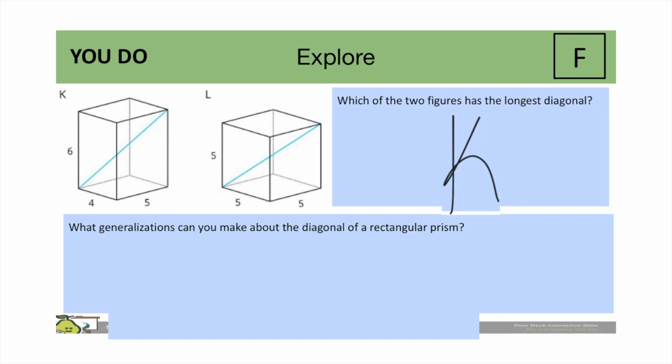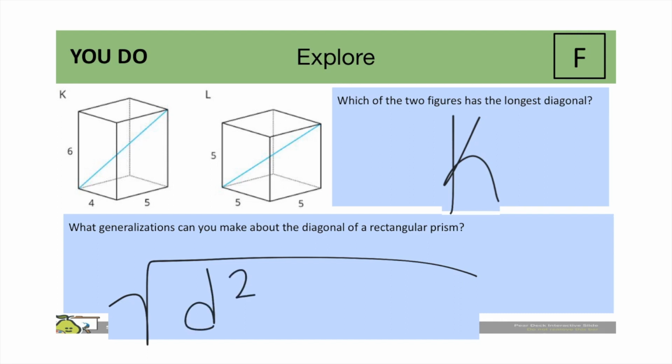For what generalizations can you make about the diagonal of a rectangular prism, students should know that the diagonal length of rectangular prisms is the square root of the sum of the squares of the three edge lengths. So if a rectangular prism has sides D, E, F, then the length of the diagonal is the square root of D squared plus E squared plus F squared.